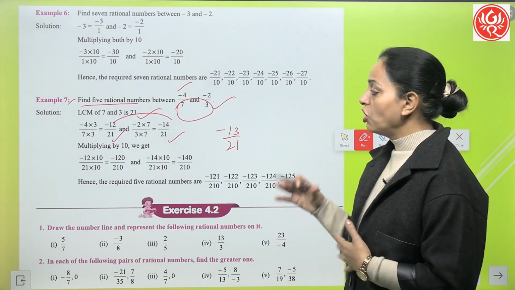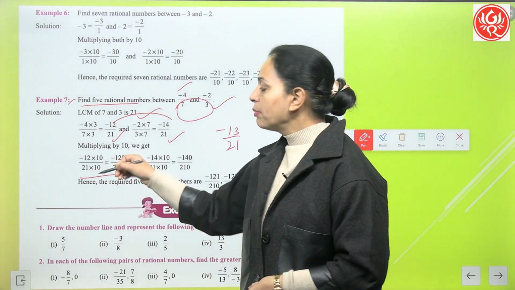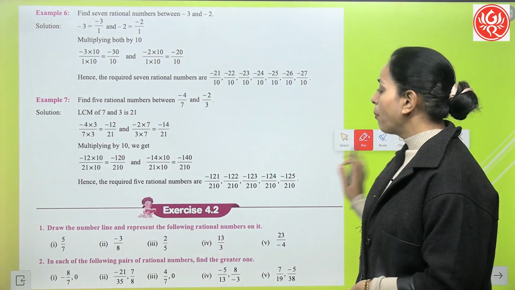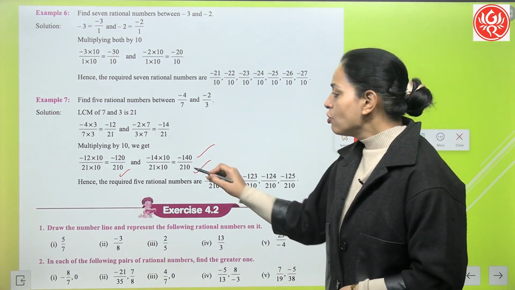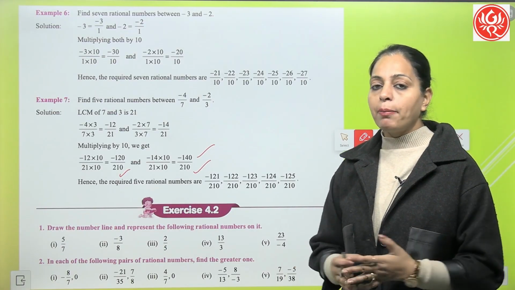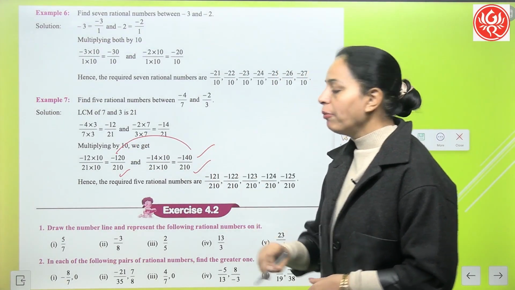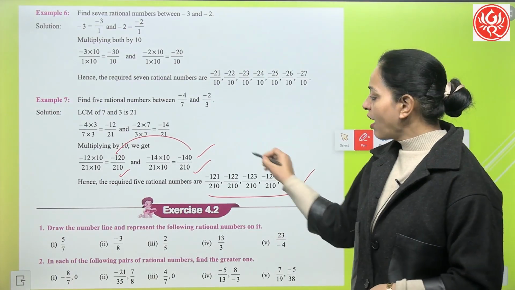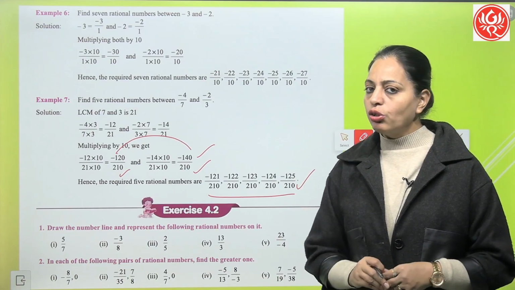So what to do? We are changing the denominator into a bigger number, that is, we multiply by 10. We are getting -120/210 and -140/210. The bigger the denominator, the more numbers you can find. Now between -120 and -140 you can write down the numbers like this. So these are the rational numbers. Fine. So I hope these are clear to you.